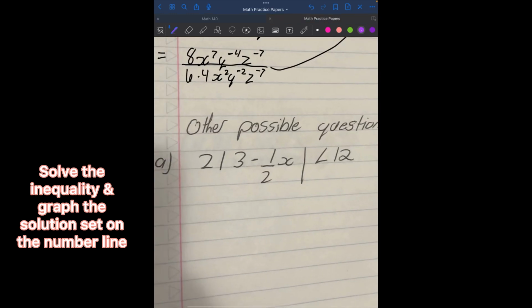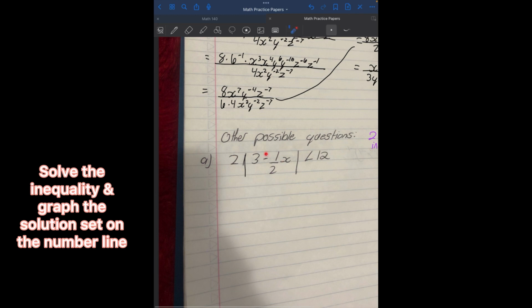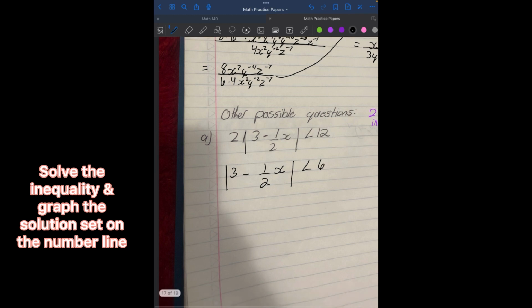So let's solve this. First we have to isolate the absolute value. So to do that, we have to divide by this 2 because we have to get rid of this 2. We have to divide both sides by 2. So in doing that, we get the absolute value of 3 minus a half x is less than 6.